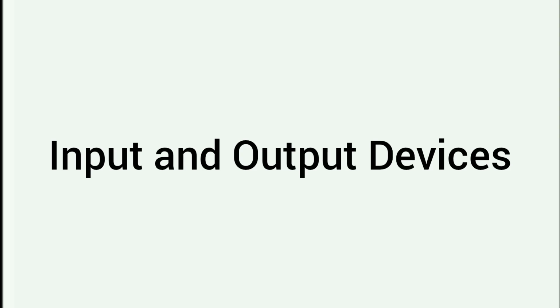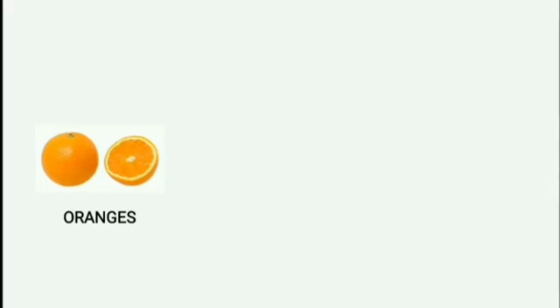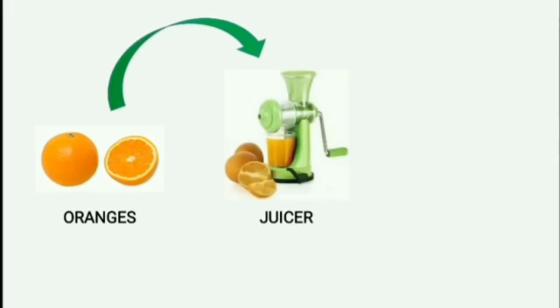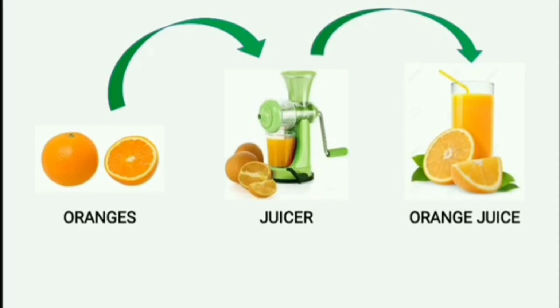I want to ask you, do you know how orange juices are made? First, we have oranges here. We will slice them up, and after we slice them, we will put them inside the juicer. The juicer is a machine which turns the oranges into juice. So after processing, we get the final product, that is the orange juice.